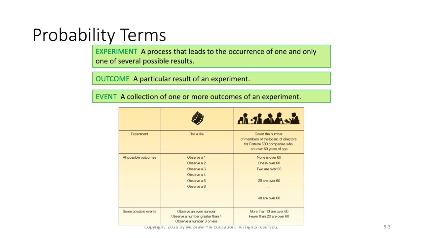The second example here is looking at the members of a board of directors and looking at their ages. You can see there are several different ways: no one's over 60, one is over 60, and so on. There are a lot of different possible outcomes from an experiment such as that.